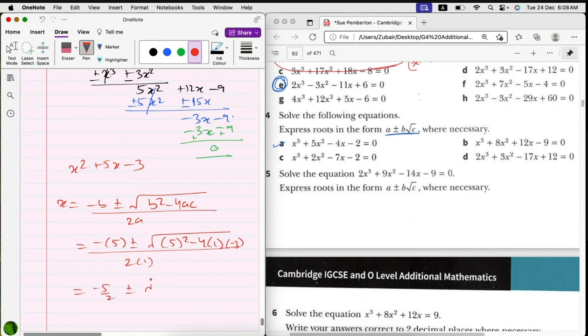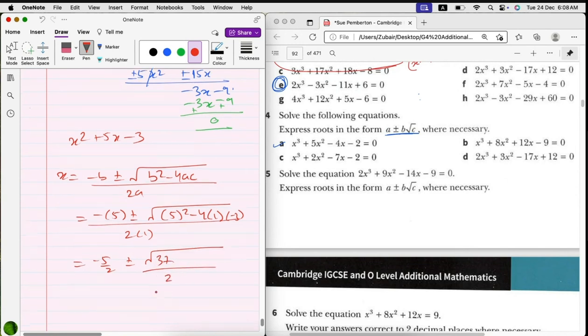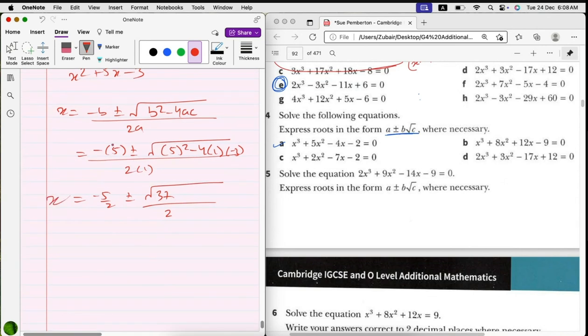Then it should be x equals -3, x equals -5/2 plus square root 37/2, and x equals negative 5 over 2 minus square root 37 over 2. Yep. Okay.